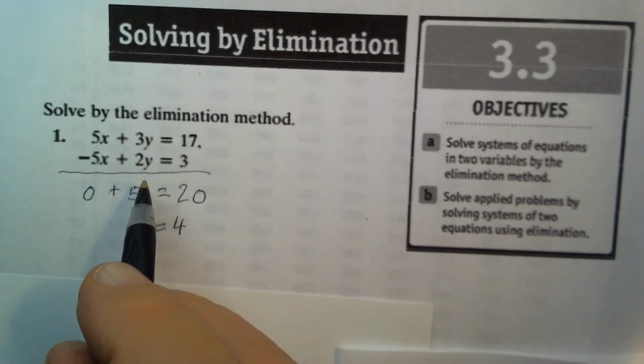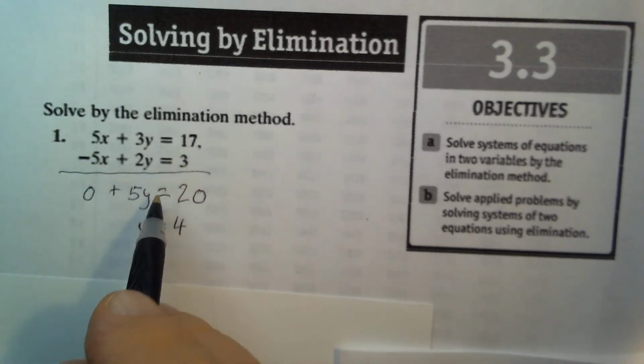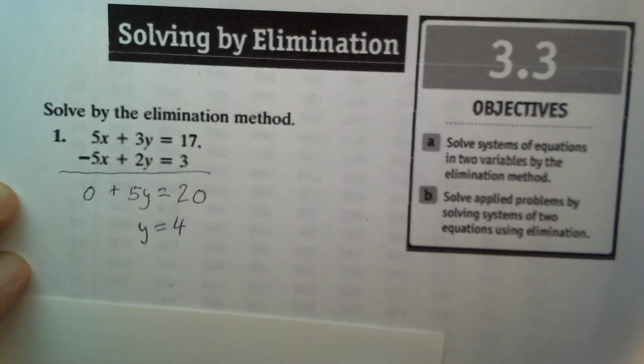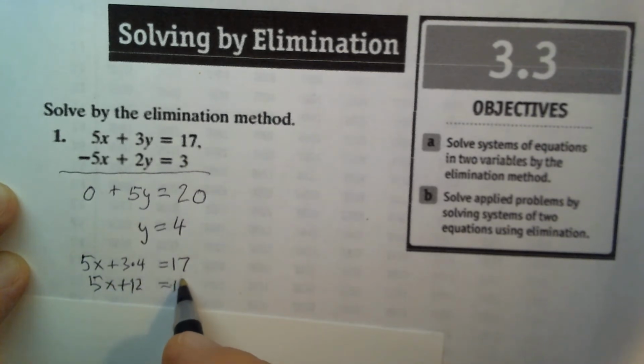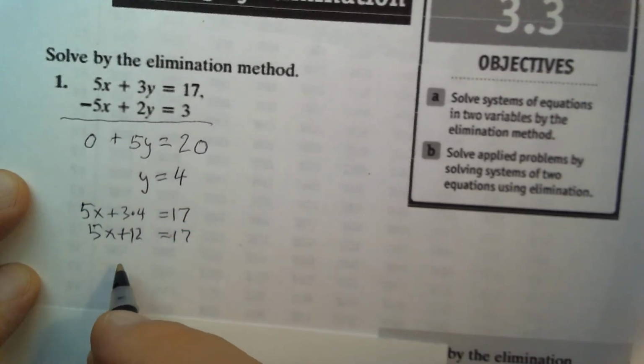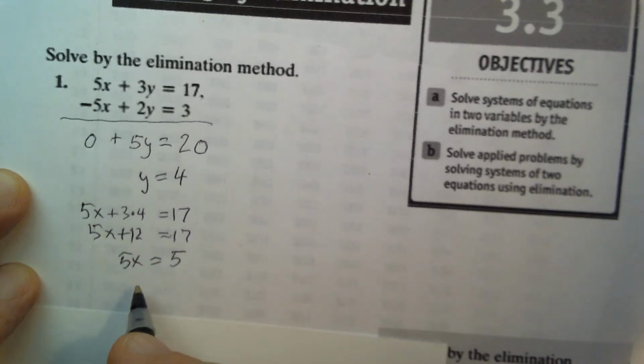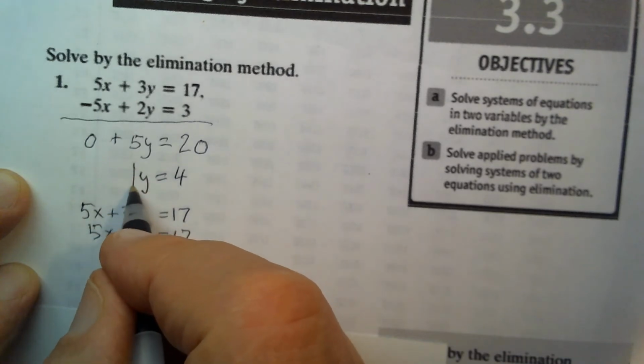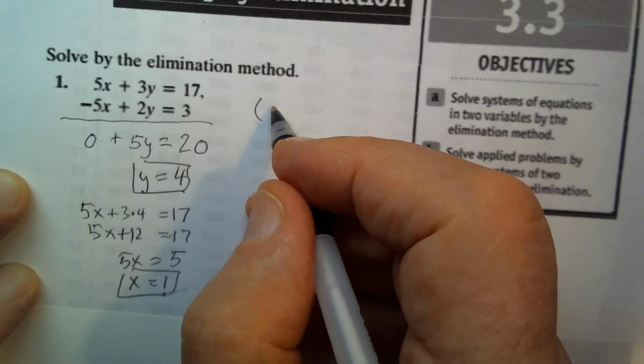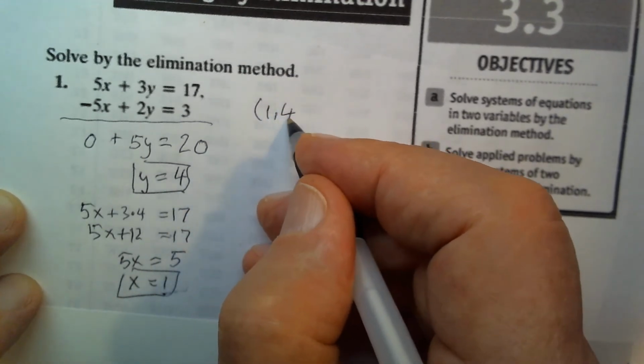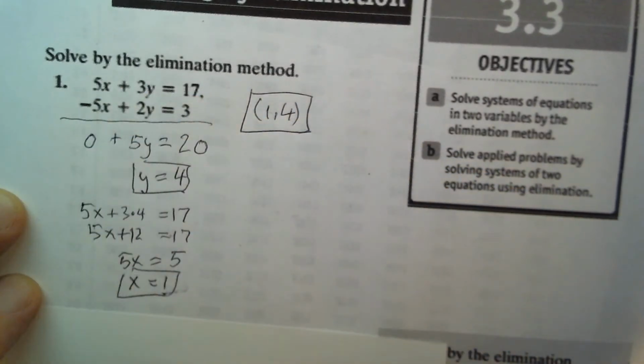And then we can use any of the other equations to determine what x is. Let's say we use the first equation and we replace y with the number 4, then we get 5x plus 3 times 4 equals 17, and 3 times 4 is 12, so we have 5x plus 12 equals 17. When we subtract 12 on both sides, then we have 5x equals 5. Dividing both sides by 5 tells us that x equals 1. So x equals 1 and y equals 4. That means the ordered pair (1, 4) is a solution for this system of equations.